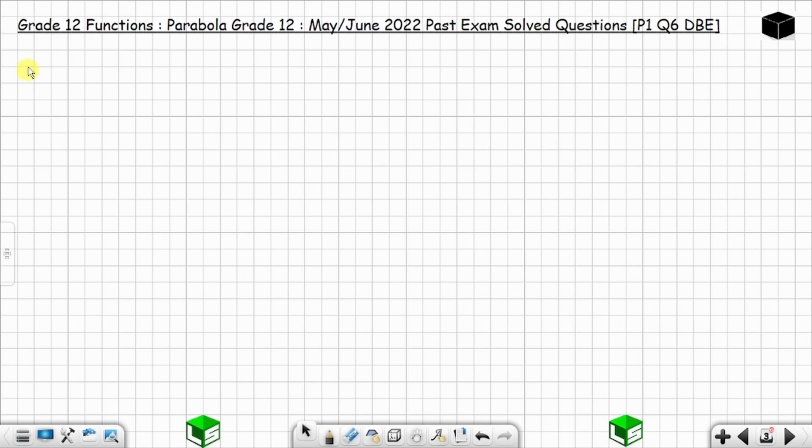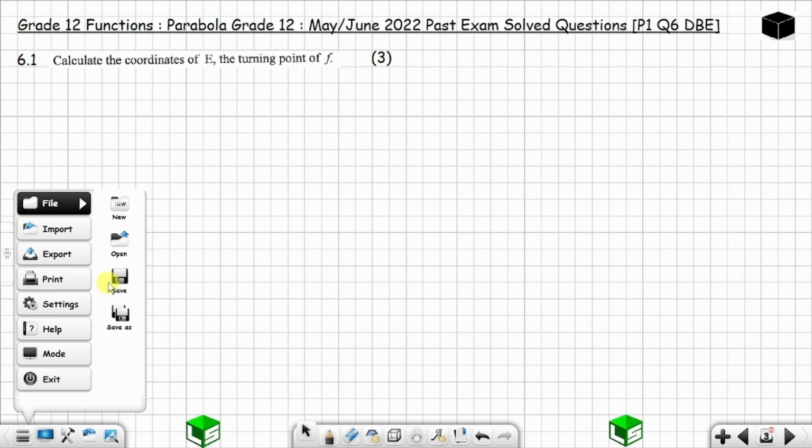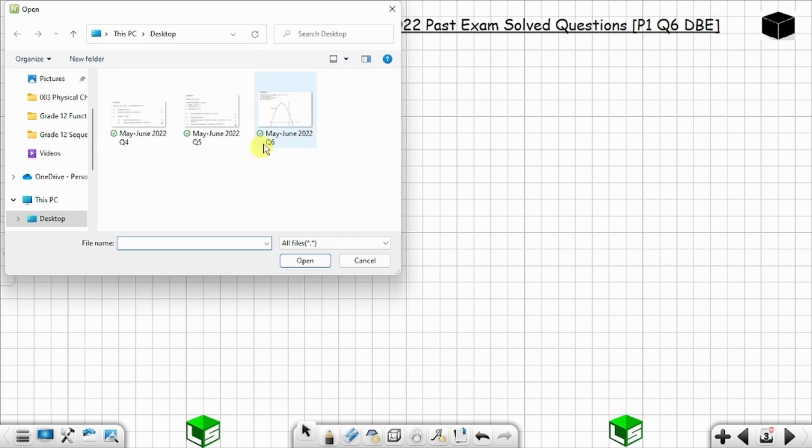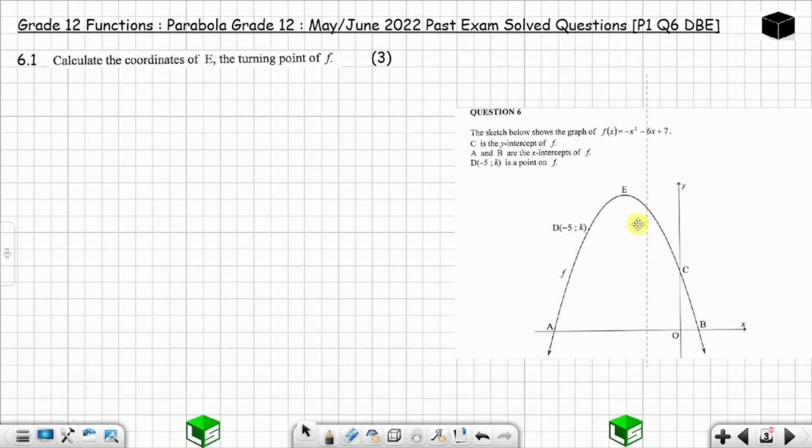Okay, question 6.1. Calculate the coordinate of E, the turning point of f. And this question is 3 marks. Okay, so let me get the graph. It's question 6. This is the graph. You are given the graph of f of x.